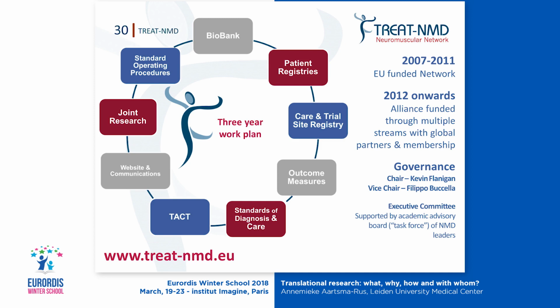And I show you this overview slide of the TreatMD neuromuscular network. The aim of this EU-funded project, funded in 2007, was to make the neuromuscular field clinical trial ready. So all the things that you need for clinical trials, like biobank, patient registries, trial site registries, where do people see the patients, where are the expert centers, who has experience with doing clinical trials, and the outcome measures. So this network was initiated in 2007, and we wanted to do our clinical trials in 2008, 2009. So of course, by that time, we had a compound, but the field was not really clinical trial ready.